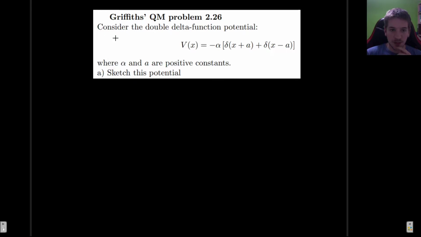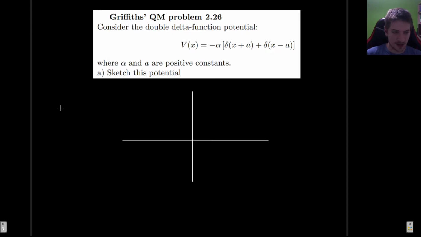So this problem tells us to consider this double delta function potential, which you can see right there, where alpha and a are positive constants. First, we are asked to sketch the potential. So let's just sketch it quickly.